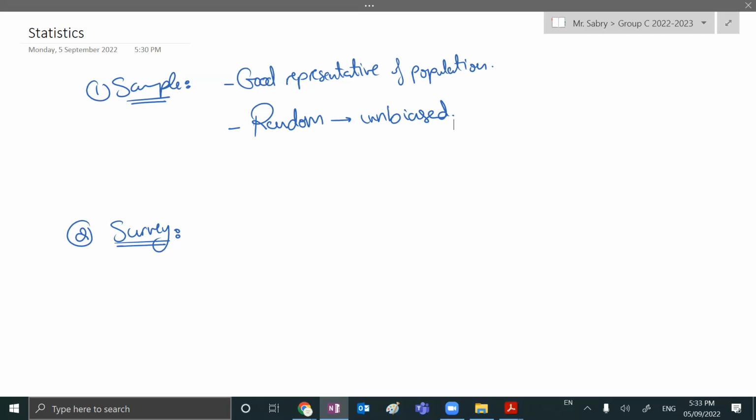Other than that, what else is important about the sample? It needs to be unbiased. It needs to be the right number. It needs nothing else for the time being.